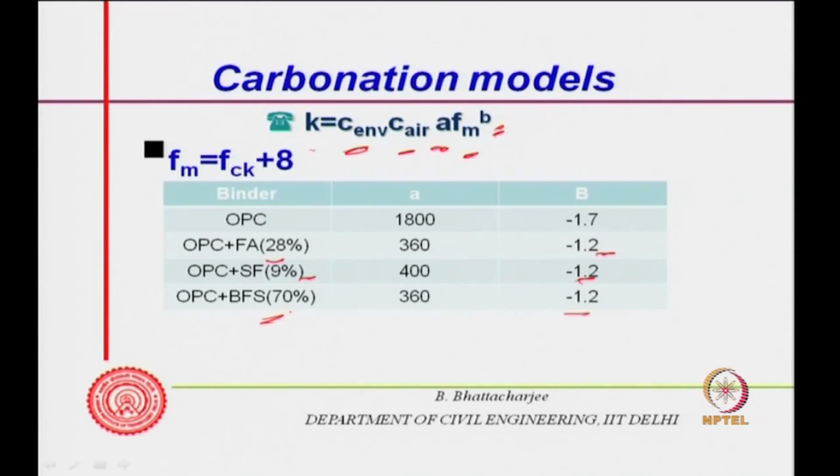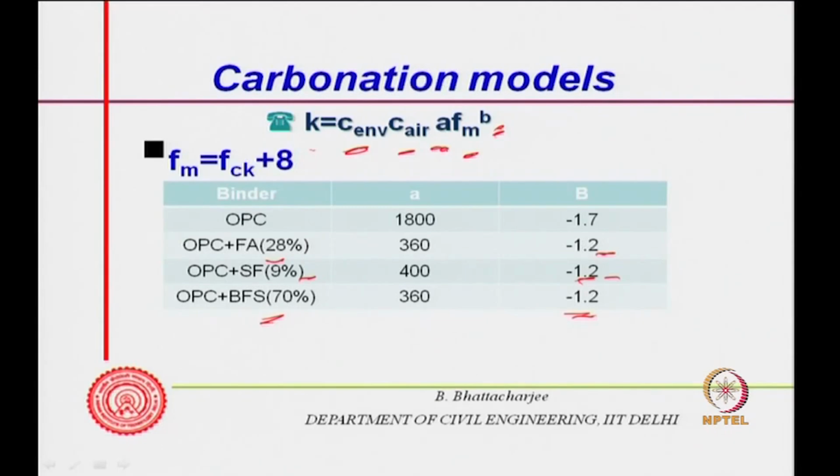Normally blast furnace slag you can go up to 70%, silica fume people use about 9-10% and fly ash 20%. So, this is a kind of practical blend which one would use, and the suggested empirical values are 1.2, minus 1.2, etc., etc.